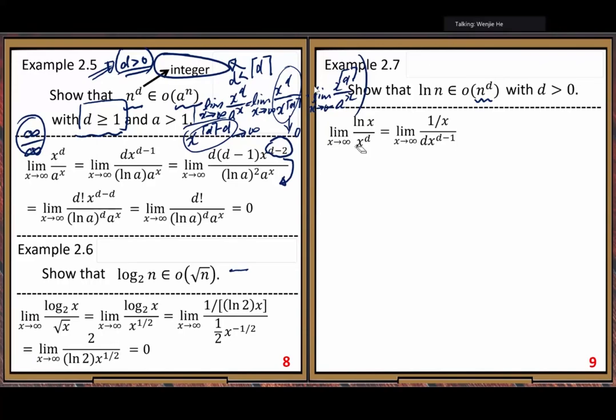Numerator 1 over x, denominator by the power rule of derivative. After simplification, we have the limit of 1 over d times x to the d. So this time it's not an indeterminate form, so we can take the limit directly, because the denominator goes to infinity. So the final limit equals 0.